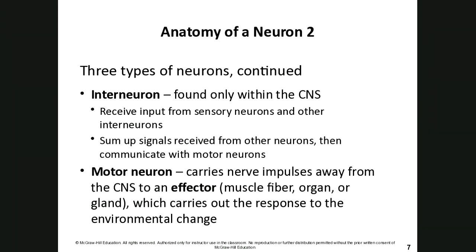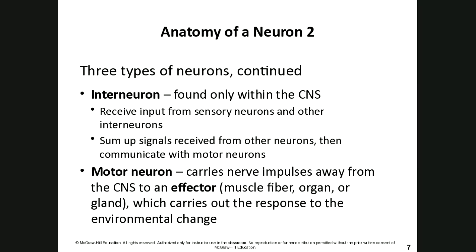So since we're using the eyes, let's keep with that. They take that input information from the eyes and other things that the other different neurons are giving us, and then it sums up the signals that are received to communicate with the motor neurons to say, hey, this is how I need you to respond to this particular sensory information. And so then the motor neurons, the last type, their job is to carry the nerve impulse, or whatever the command was from the brain and the spinal cord, to the effector.